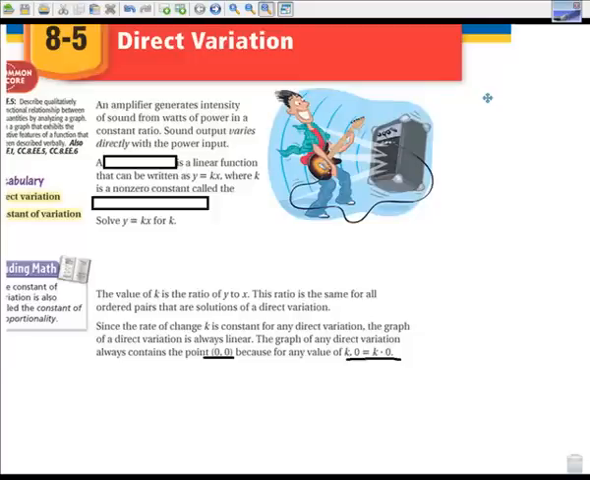Lesson 8.5 is about direct variation. Here, for example, an amplifier generates intensity of sound from watts of power in a constant ratio. The sound output varies directly with the power input. In other words, we input the power, and then however much power we put in, the sound comes out of it.